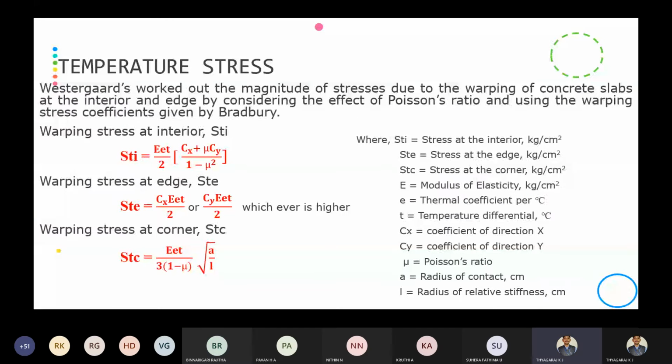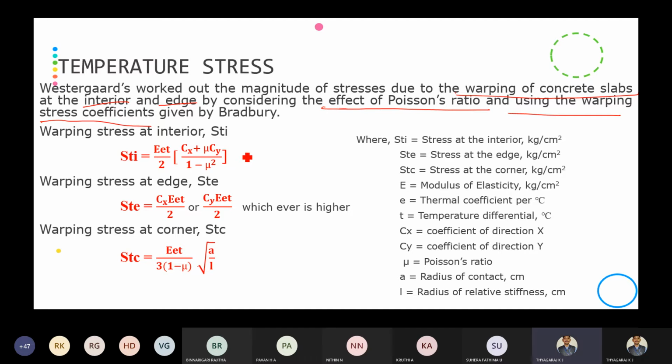Next one is temperature stresses. So how to calculate these temperature stresses at three locations? We have already known three well-known locations where wheel load stresses are critical. At those points only we are going to note down the warping or temperature stresses. So the magnitude of stresses due to warping of the concrete slab at the interior and edge, considering the effect of Poisson's ratio and using a warping coefficient.